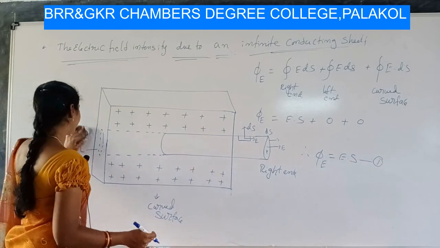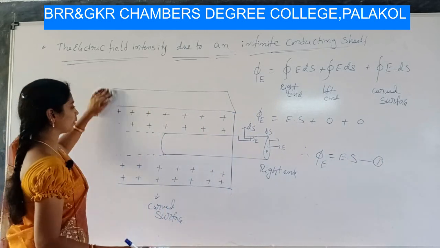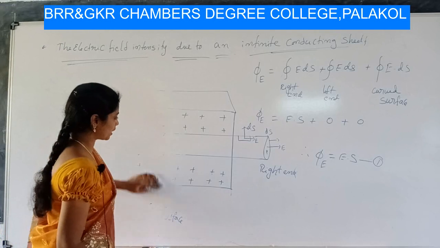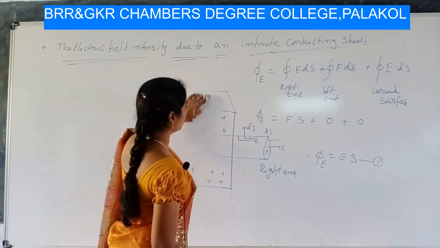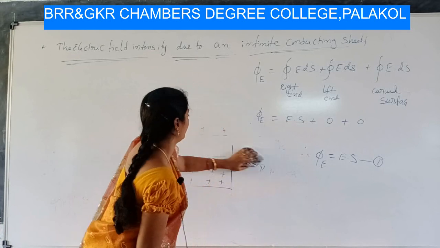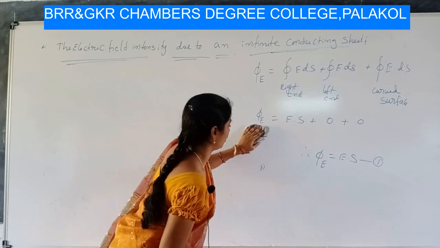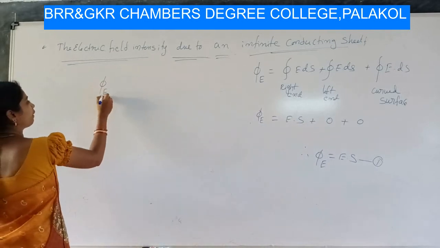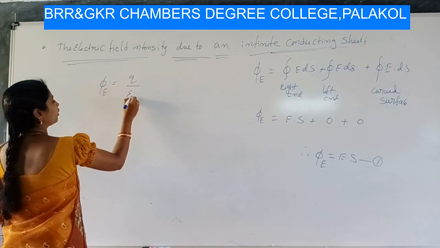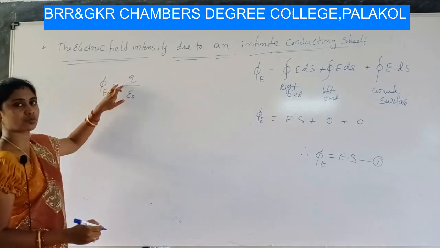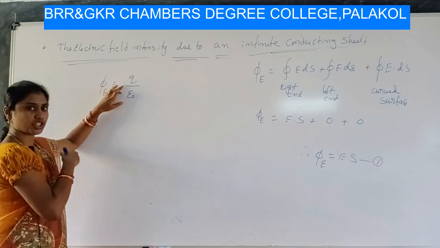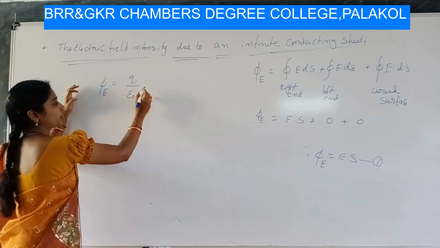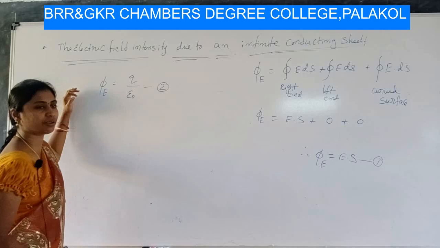The statement of Gauss law is: the total normal electric flux through any closed surface is equivalent to 1 by epsilon naught times the net charge enclosed within the closed surface. Hence, we can write phi is equivalent to q by epsilon naught. Here we consider the charge as small q because we treat the charge distributed in this entire conducting sheet as small q. Therefore, phi is equivalent to q by epsilon naught. This one is equation 2.